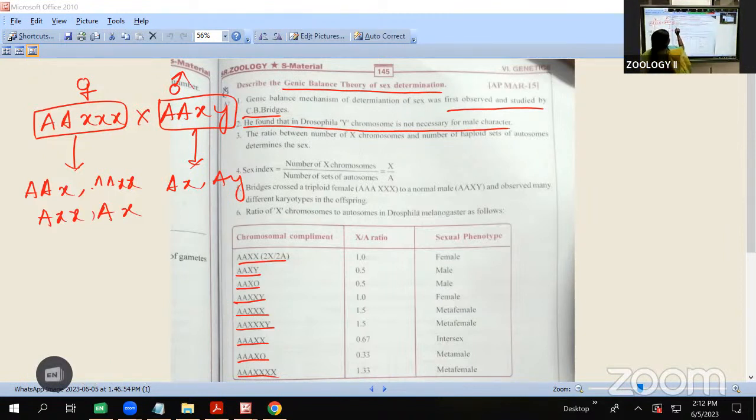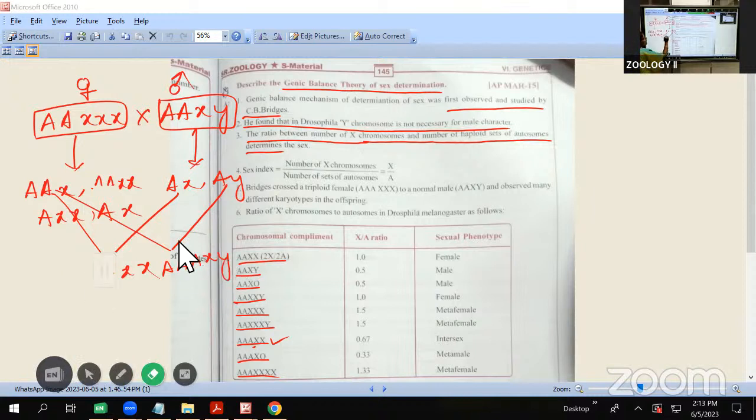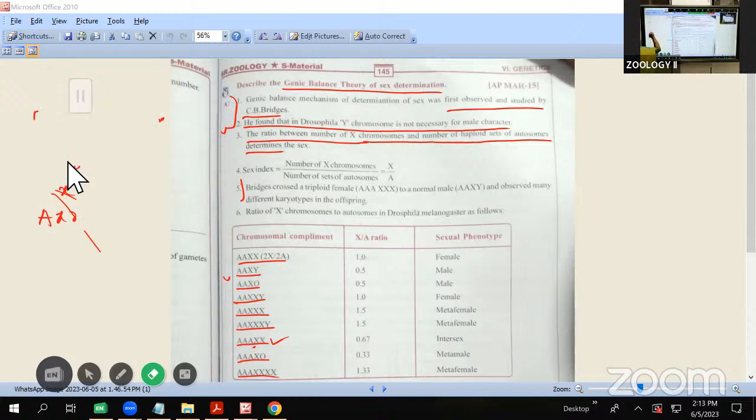Sex determination depends mainly on the ratio of the number of X chromosomes to the number of haploid sets of autosomes. For example, AAAXX will be formed, and similarly AAAXY is formed. These progenies are formed from the different types of gametes, and sex determination depends on the sex index.